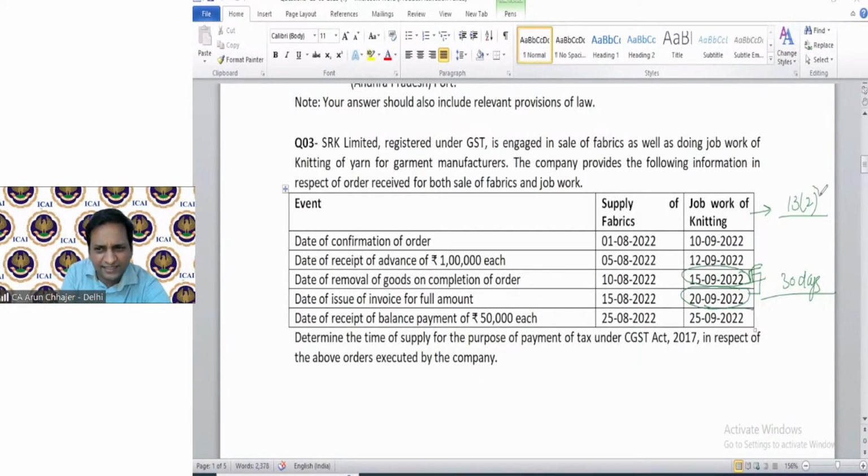If I go to section 13 subsection 2 of the CGST Act, for forward charge service it calculates the time of supply. It simply says if the invoice has been issued within time, then the date of invoice or payment, whichever is earlier. What is the date of invoice? 20th September. Keep this in mind for services, and payment 12th of September, whichever is earlier.